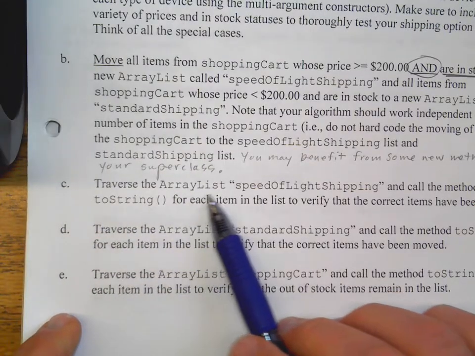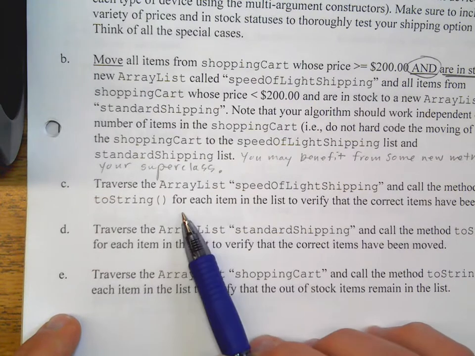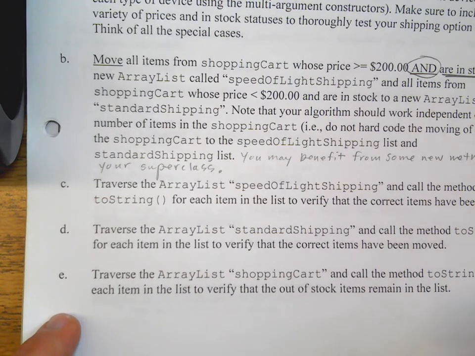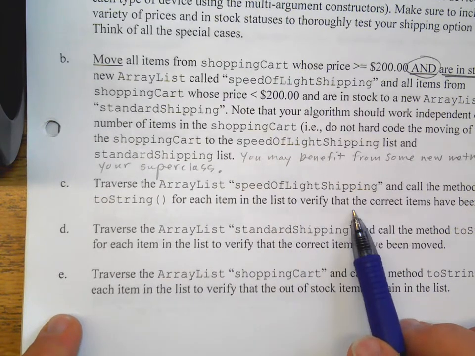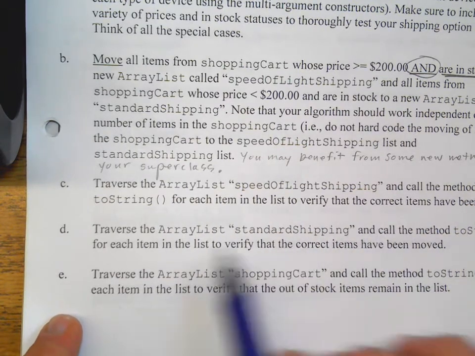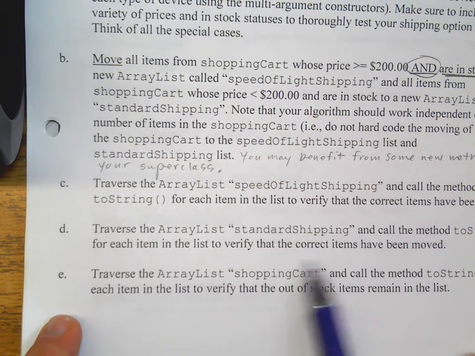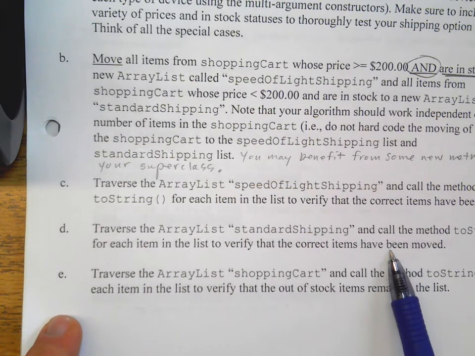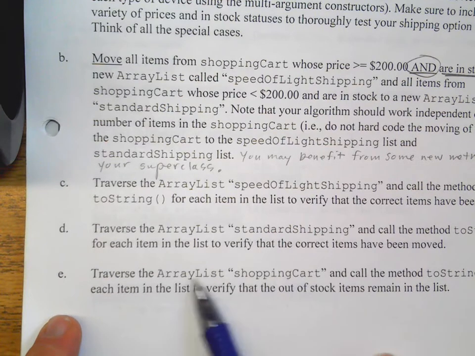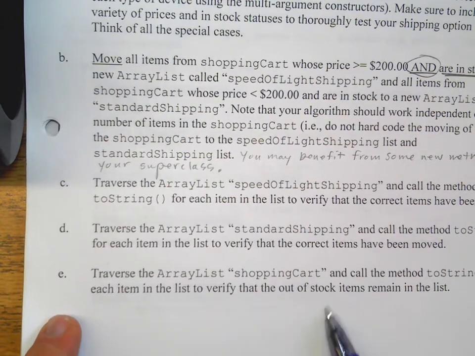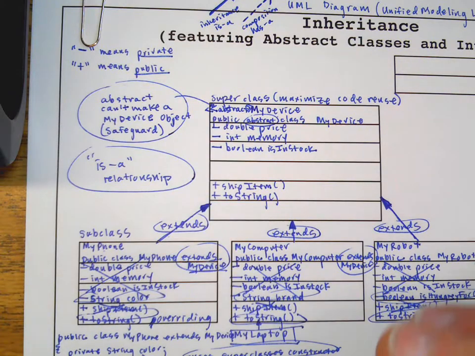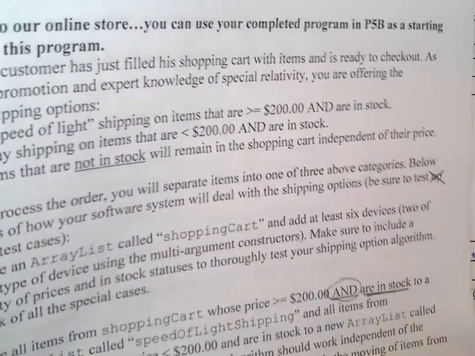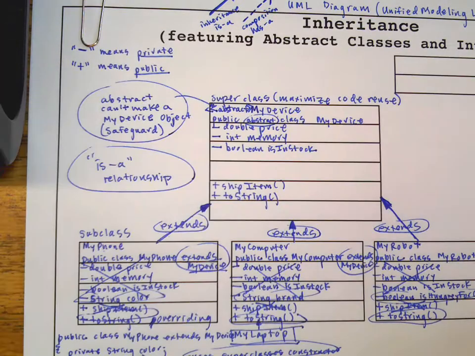After that, you're going to traverse the SpeedOfLight shipping and call the method toString. This is already stuff that we were doing in P5A and P5B, so you can use that for each item in the list to verify that the correct items were moved. Then you're going to do standard shipping, and you'll be able to verify based off its price and status if it's right. And then you're going to do shopping cart to verify that all the out-of-stock items are still in there. Now, one thing that you're going to need to do is for each item, check its price and its in-stock status. And you need some getters for that.